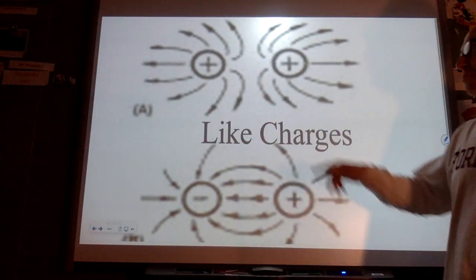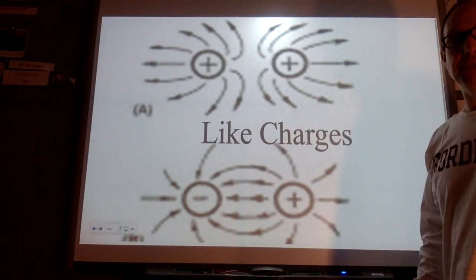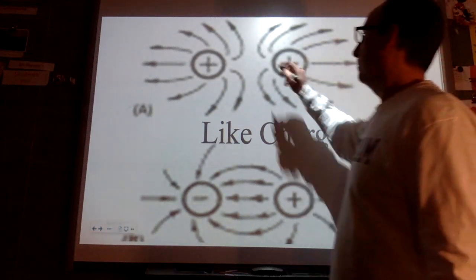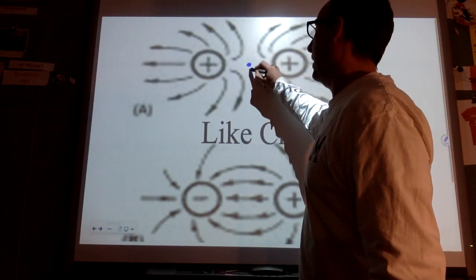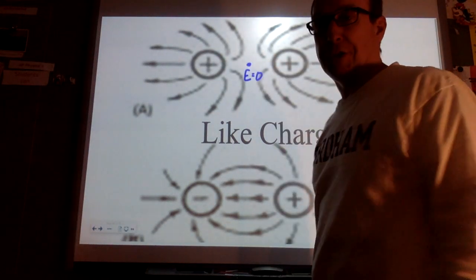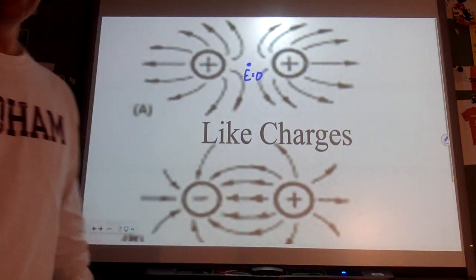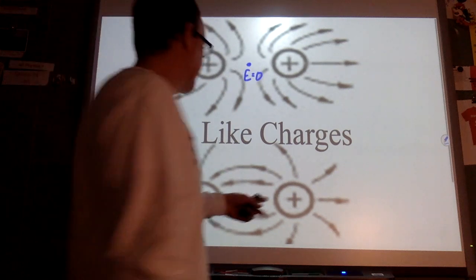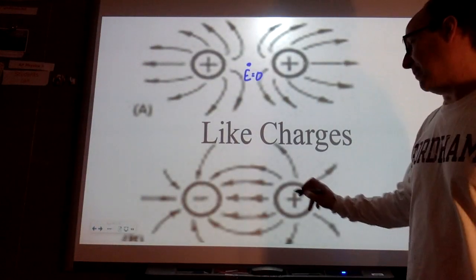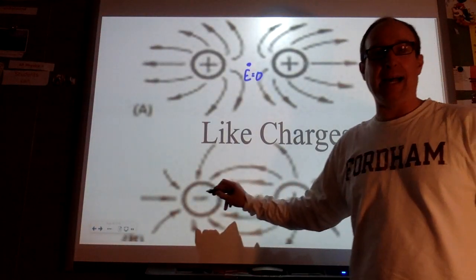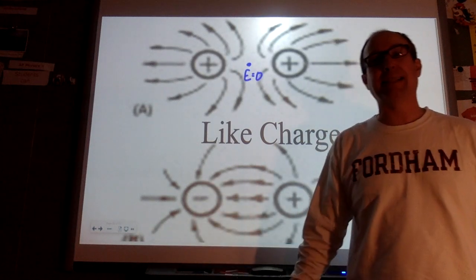If you have 2 positive charges, there's going to be an area in the middle where our electric field is nothing. It's going to cancel out. It's going to go away. If we have like charges, they work together. So a positive test charge would be repelled from this side and attracted to that side.